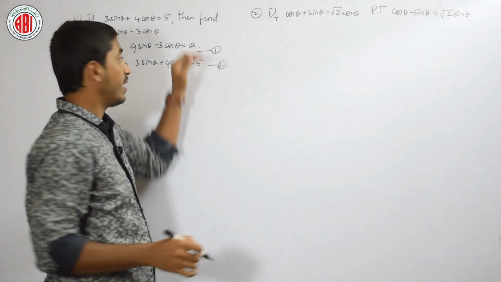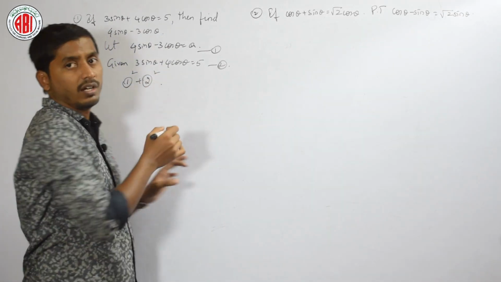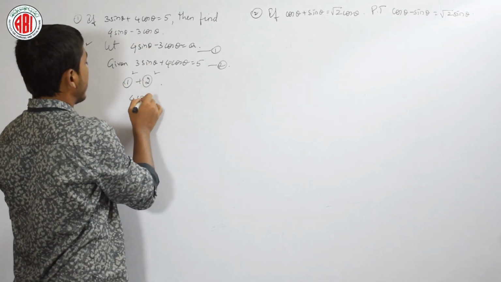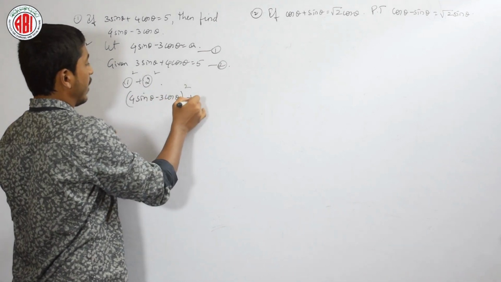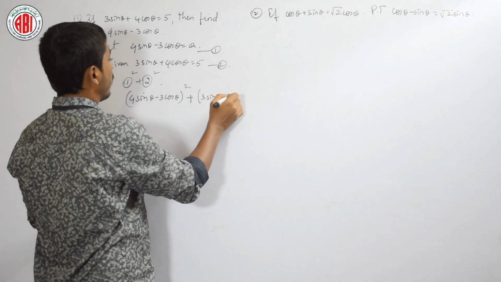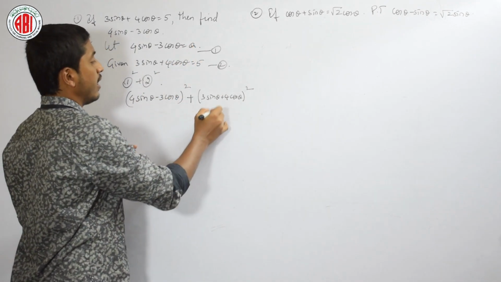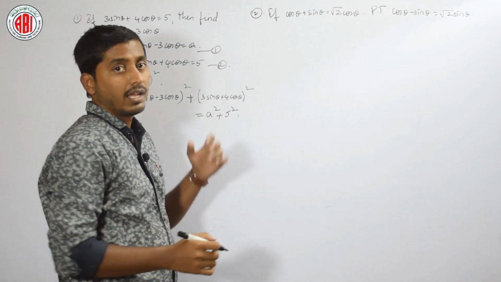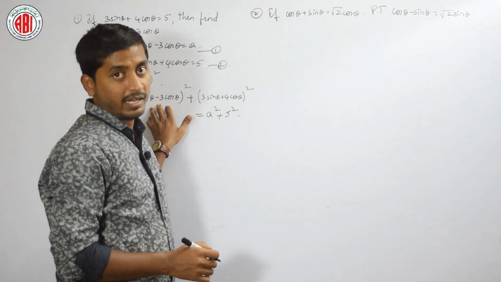Now let us square and add these both, that is 1 square plus 2 square. What will we get? What is 1 square? That is 4 sin theta minus 3 cos theta whole square, plus the second one, 3 sin theta plus 4 cos theta whole square, equal to the right-hand side: here it is a square and here it is 5 square. Is it clear? Now let us simplify it. Here it is in the form of a minus b whole square, right? Now let us do that.